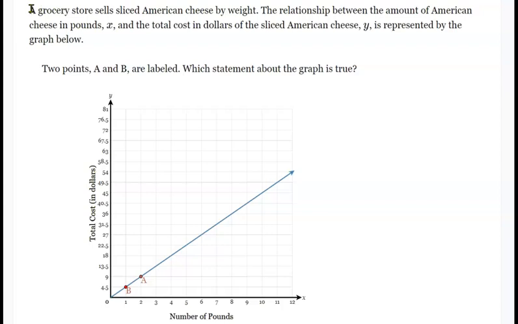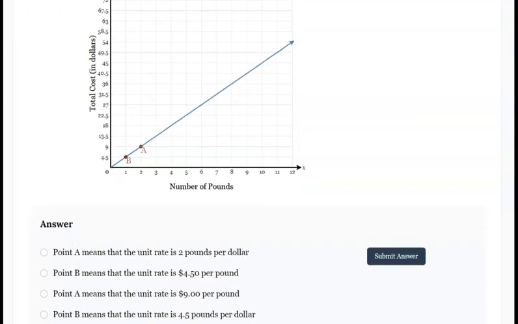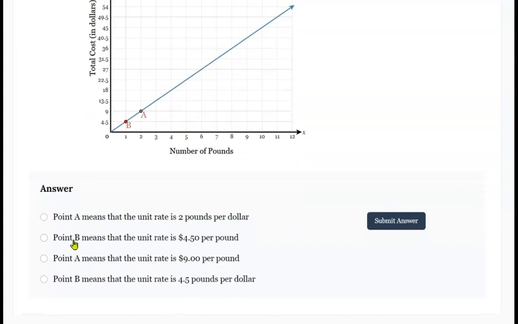A grocery store sells sliced American cheese by weight. The relationship between the amount of American cheese in pounds, that's the x values, and the total cost in dollars of the sliced American cheese in y is represented by the graph below. 2 points, A and B, are labeled. Which statement about the graph is true? So let's take a look at these choices.